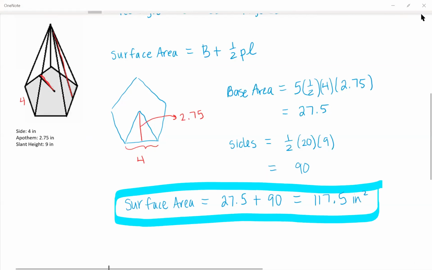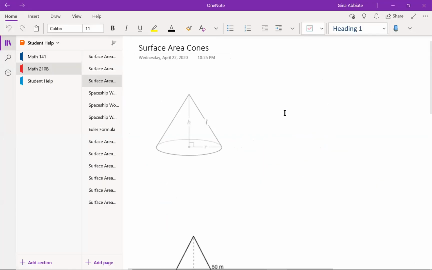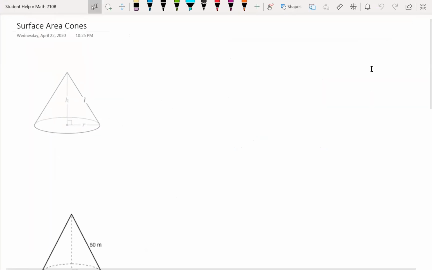Okay, let's look at a couple of cones, which are really similar to pyramids. The only difference with a cone is that the base shape is a circle, and you can see in this one here, we've got the radius, which is going to help us find the area of the base, which is a circle. We still have a height, which is internal, going from the center of the circle up to the apex or the top of the cone. And then we also have the slant height still on the side.